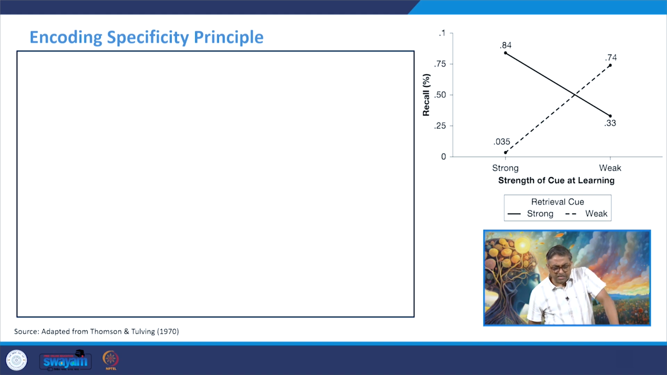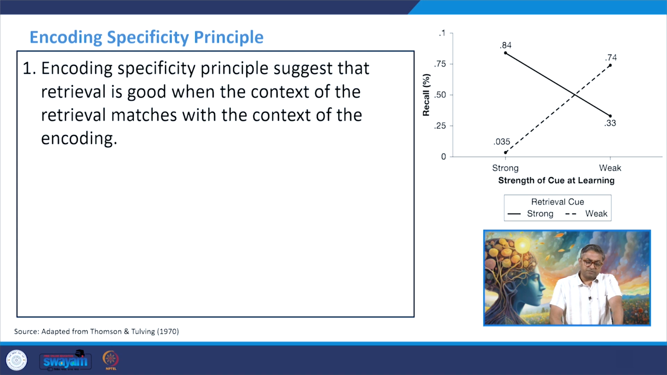Now let us see the encoding specificity principle. What does it talk about? The encoding specificity principle suggests retrieval is good when the context of retrieval matches with the context of encoding. It's not rocket science. I told you that when the same context is there, where the encoding and storage is happening, and similarly retrieval is also happening in the same context, then retrieval is good.